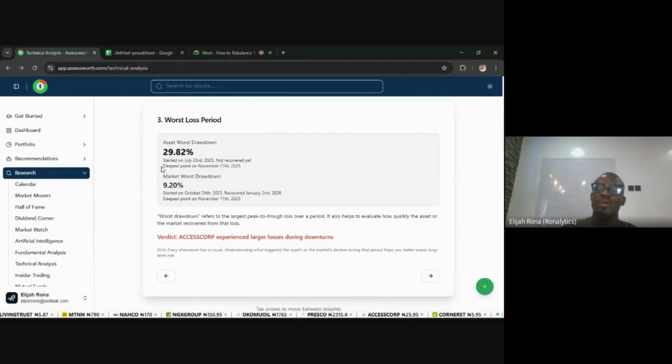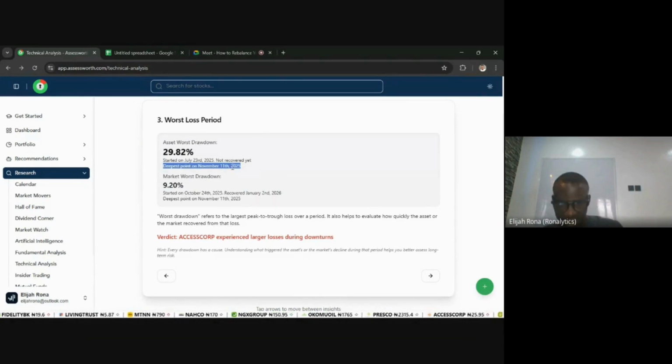So you may notice that we've seen a lot of November 11th as the deepest point. See another November 11th here. When we searched for MTN, we saw that November 11th. Do you remember what happened on November 11th? That was the period the entire market was scared of the tax reforms, where people started withdrawing significantly. So that is why the entire market dipped.